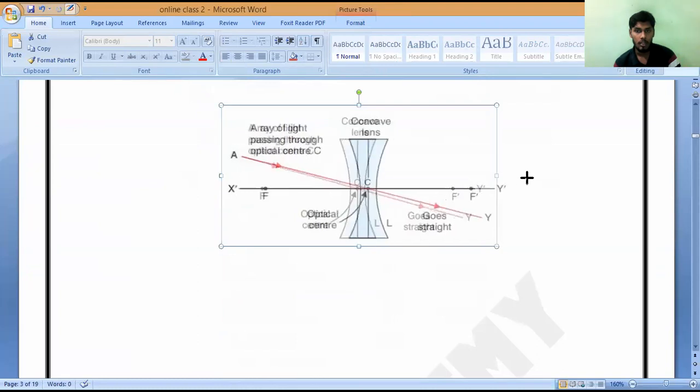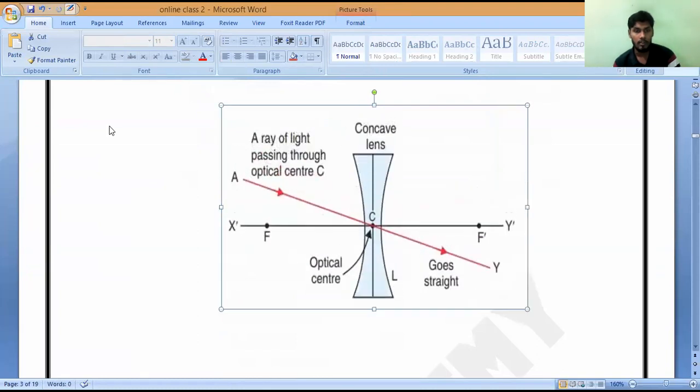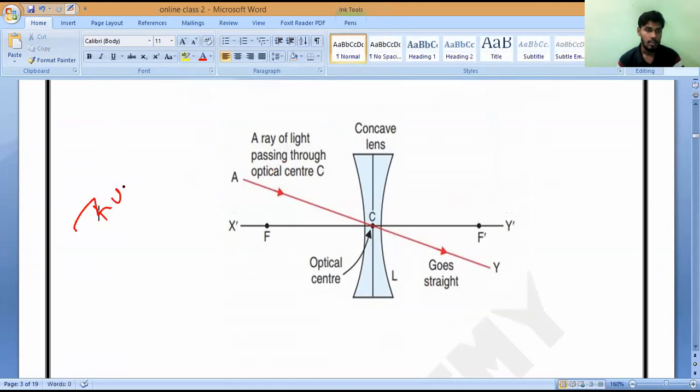All of you should draw. This is the second case, which goes in a straight line without any deviation. This is constant for any lens, concave or convex, it doesn't matter. This is called rule number 2. All of you note it down. The light ray passing through the optical center C goes straight without any deviation. Do you understand? Yes, sir. All of you do it. Varshini.